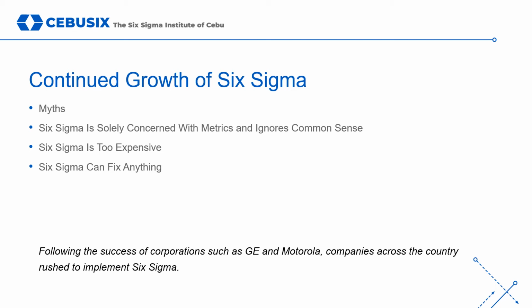Following the success of corporations such as General Electric and Motorola, companies across the country rushed to implement Six Sigma. In this section, we will discuss the continued growth of Six Sigma, as well as the many myths surrounding its implementation. These myths generally fall in one of two categories. They are either spread by those who have no knowledge of Six Sigma or those who dislike any form of quality program as a result of bad previous experiences, or they are spread by those who are overly enthusiastic about Six Sigma and tend to oversell what can be accomplished by using the methodology.